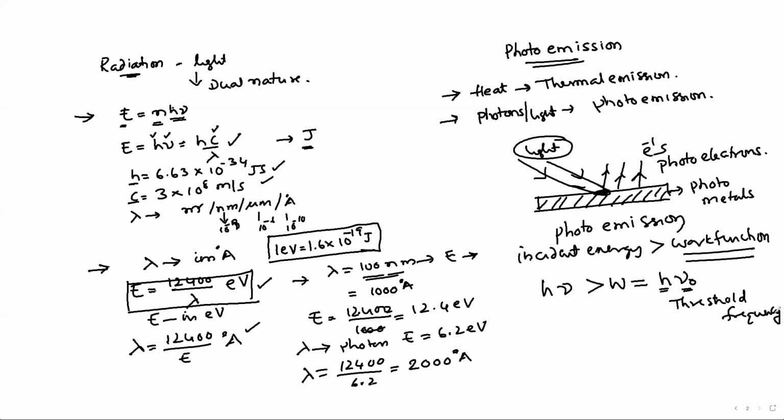The minimum frequency required to emit an electron from a photometal is h nu naught. When the incident frequency is more compared to the threshold frequency, then only the electrons can be emitted. Sometimes the incident energy, if you write it like this, hc by lambda, this should be greater compared to, instead of h nu naught, I am writing hc by lambda naught. This lambda naught is called threshold wavelength.